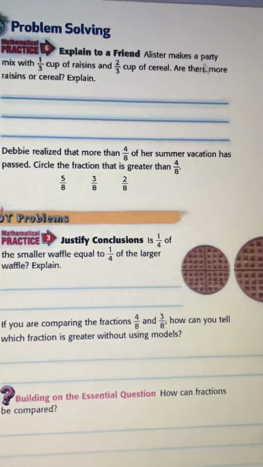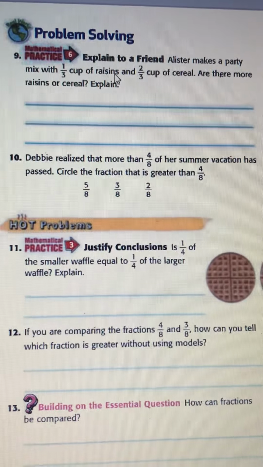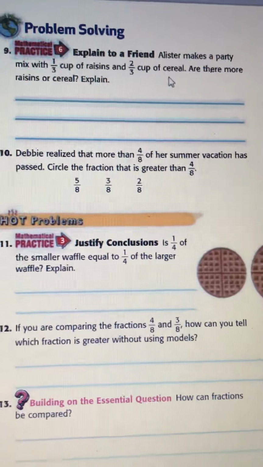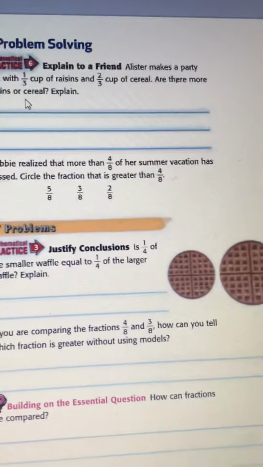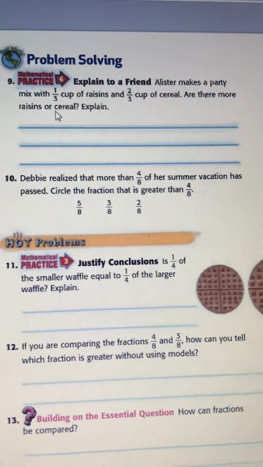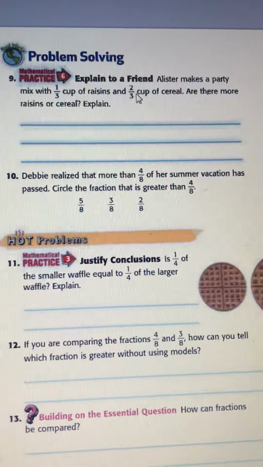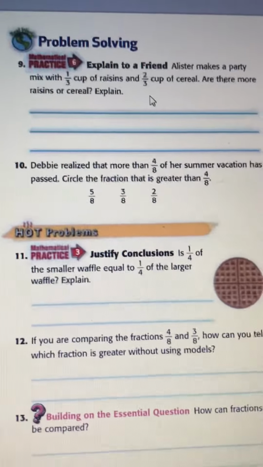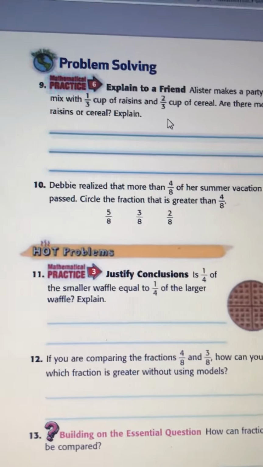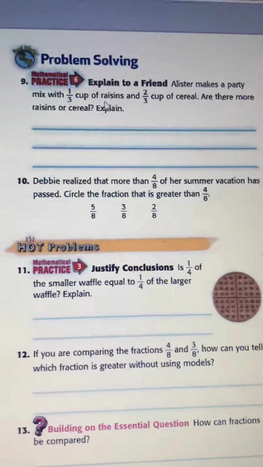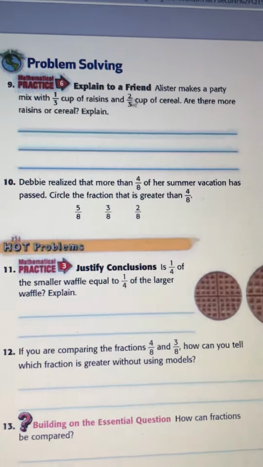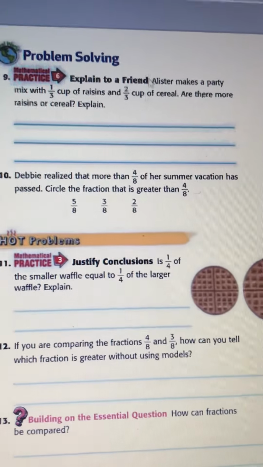Let's have the next one. Alistair makes a party mix with 1/3 cup of raisins and 2/3 cup of cereal. Are there more raisins or cereal? In this given, it's so easy to identify which is bigger because the denominators are the same. Both of them have 3. As I've told you a while ago, we can compare the numerators if the denominators are the same. So, which is bigger, 1 or 2? Good job. 2 over 3 is bigger.